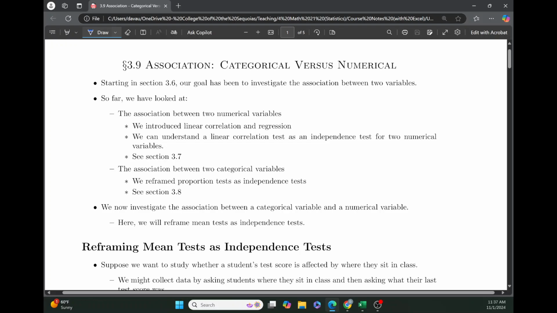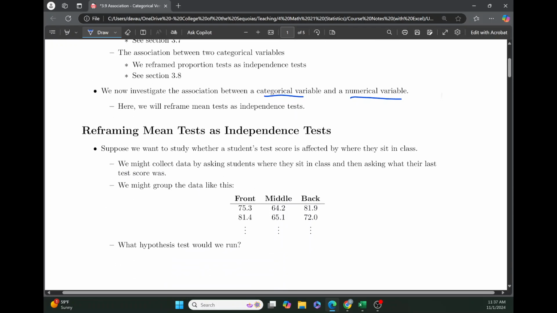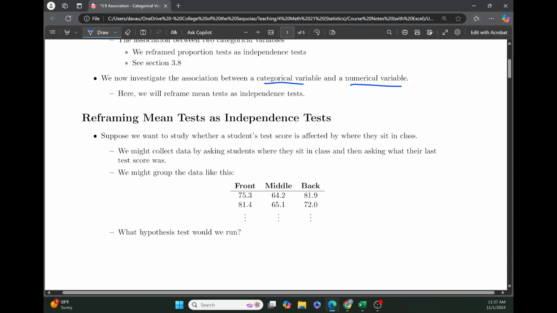So in this section, we're going to talk about what to do if one of your variables is categorical and the other one is numerical. And for those, we're going to run either an ANOVA or a two-sample t-test, right? So we're going to be comparing means, basically, for those kinds of samples. But we're going to reframe those in terms of hypothesis tests.